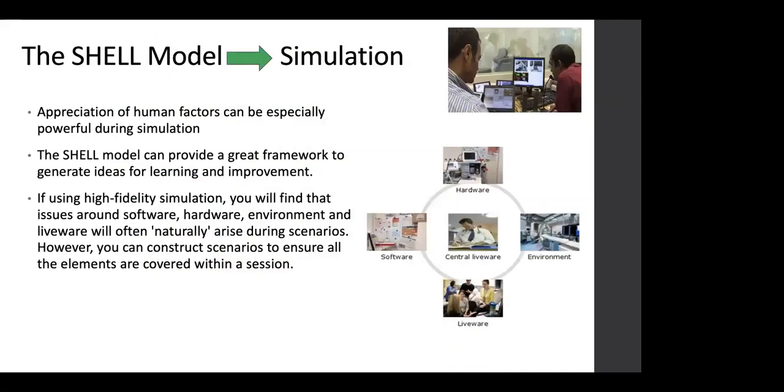So here I'm going to do my summary slides. Although I covered quite a wide aspect of human factors, I'll summarize the two models which I suggested you focus on. The first one was the SHELL model, and here is the picture of the SHELL model again. S stands for software, H for hardware, E for environment, and L for liveware in the SHELL model. And after the SHELL model, we discussed the TeamSTEPPS model.